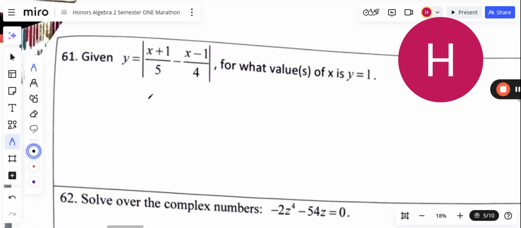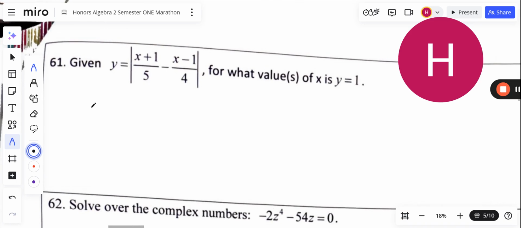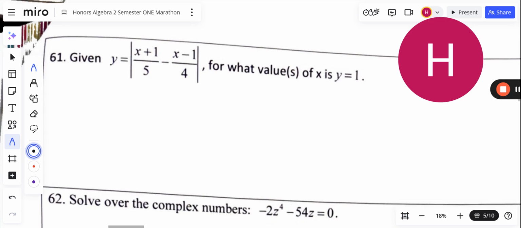Okay, so given y equals the absolute value of this fraction minus another fraction, for what value or values of x is y equal to 1? Well, let's simplify the inside of the absolute value first. This is simply going to require us to multiply the first fraction by 5 over 5. Oops, I mean 4 over 4.